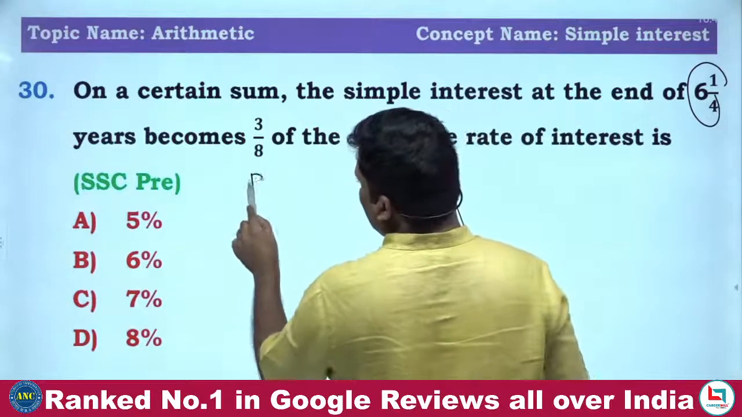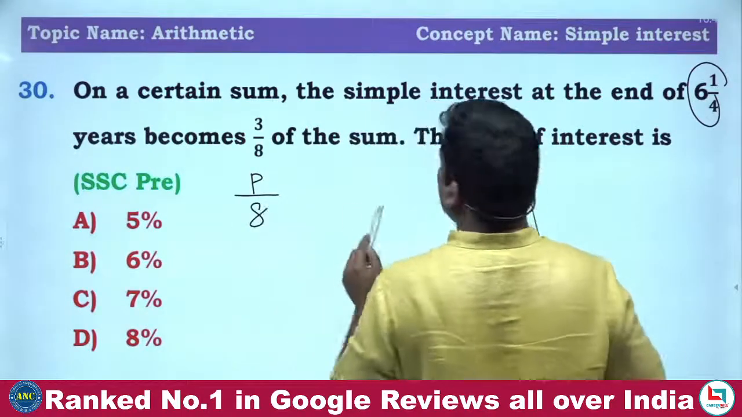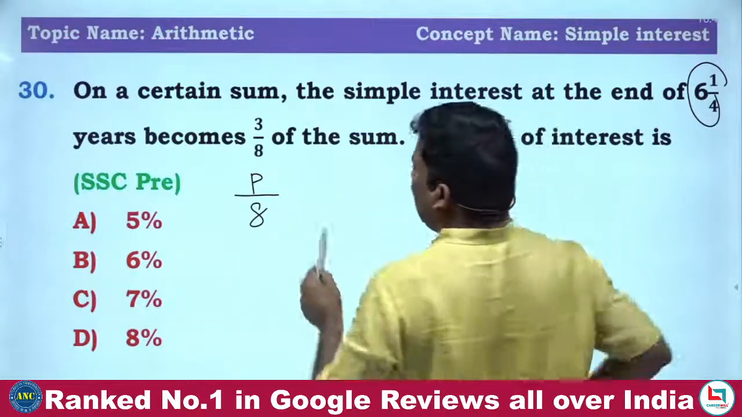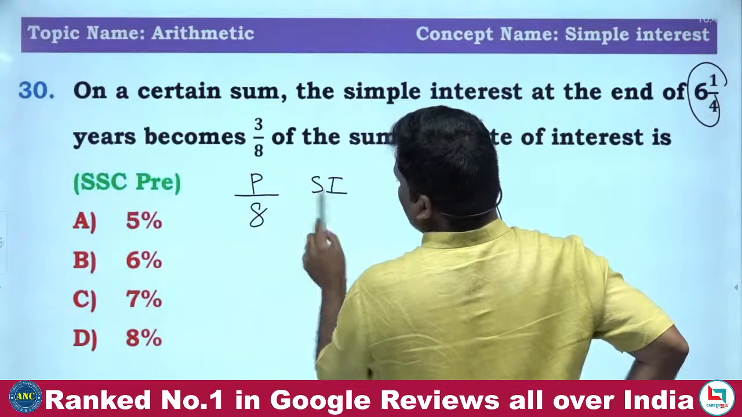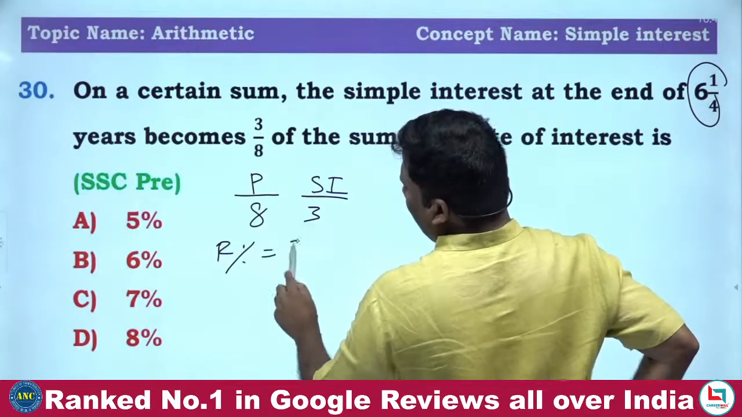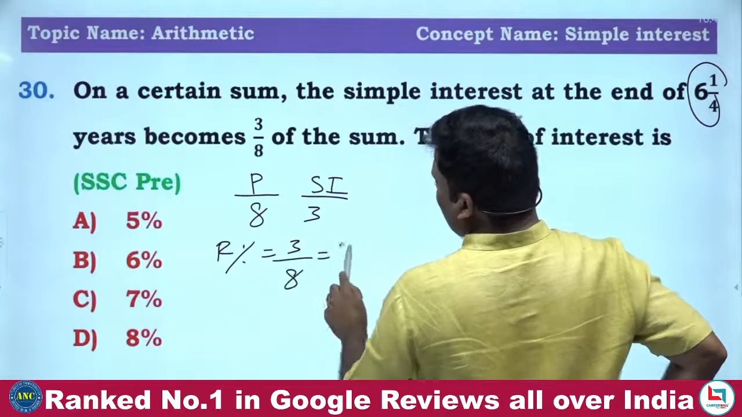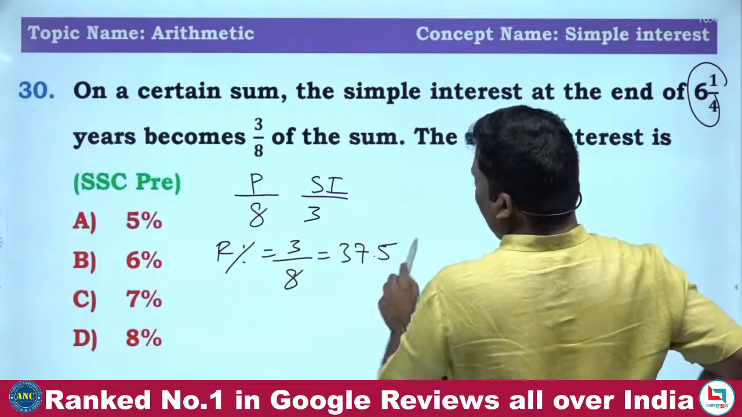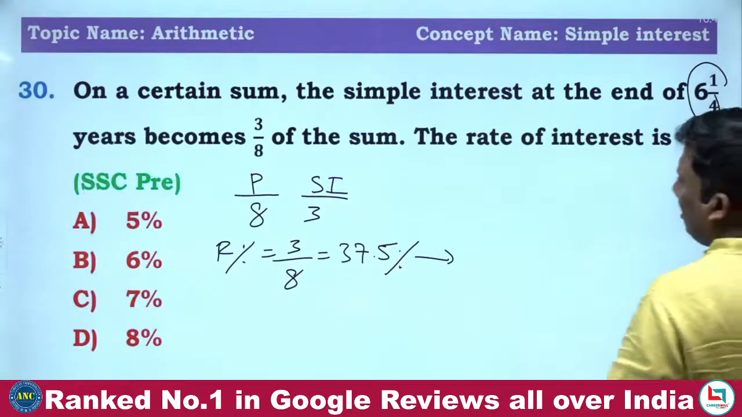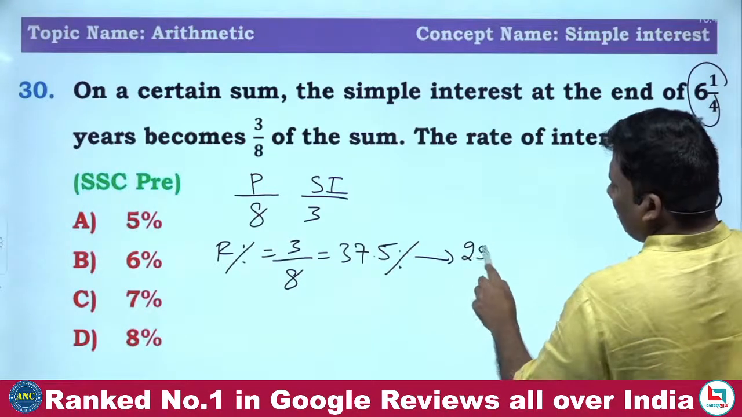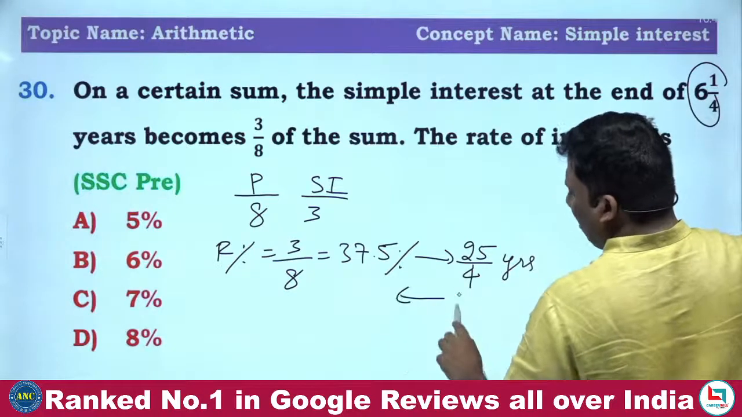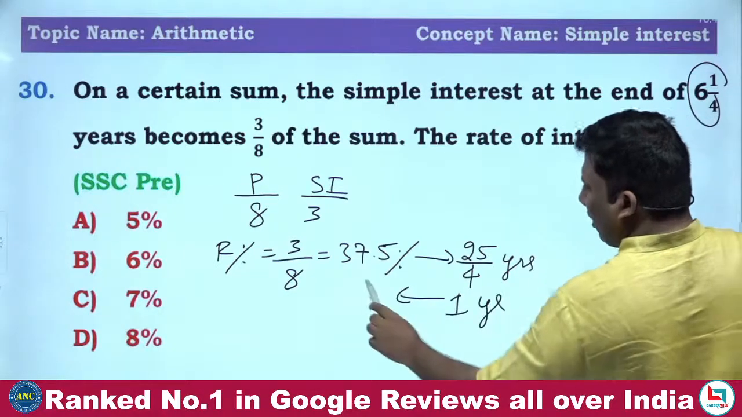That means the initial value, principal, is 8. The simple interest becomes 3 by 8 of the initial value. That means simple interest is 3 rupees. So the rate of interest is 3 rupees on 8 rupees, which is 37.5 percentage. In how many years? It is in 6 1 by 4 years, that is 25 by 4 years. But I want it in 1 year.